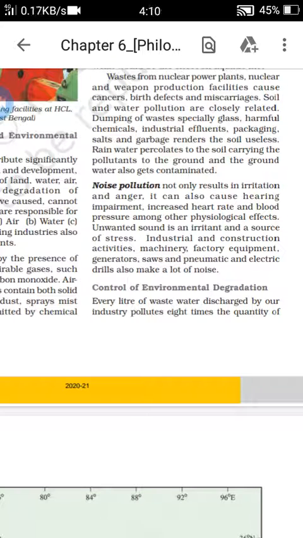Welcome to the new segment of the grade 10th. We are discussing the manufacturing industry. In that, today's subtopic is control of environmental degradation. So, how to control this environmental degradation from the pollution released by industry, that is air, water, and noise pollution.